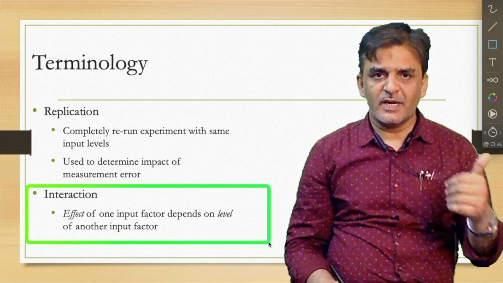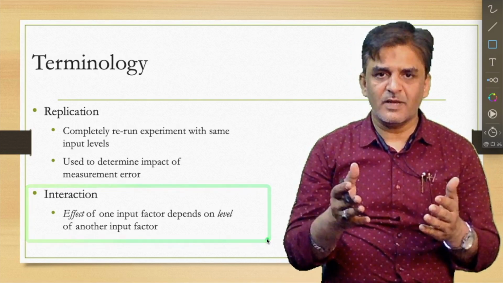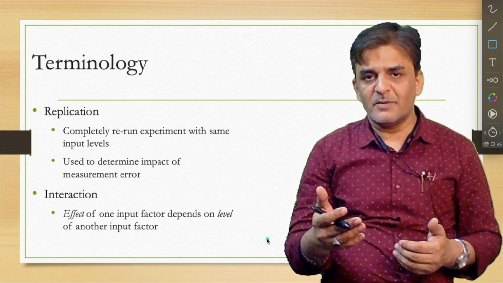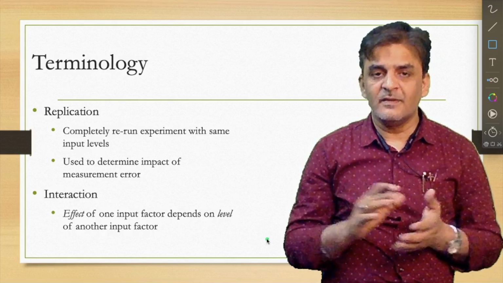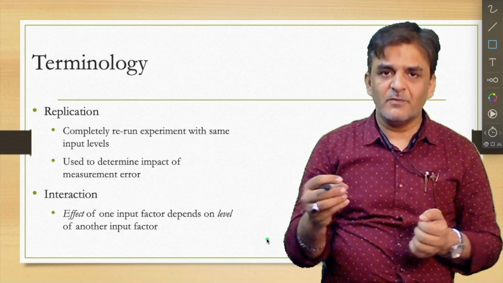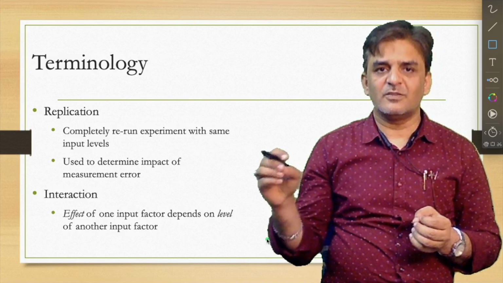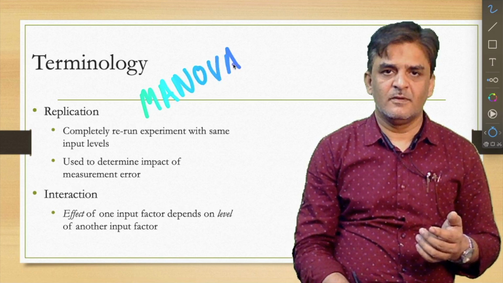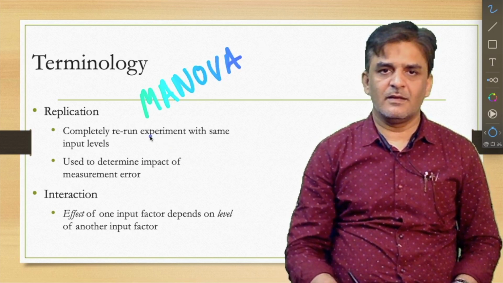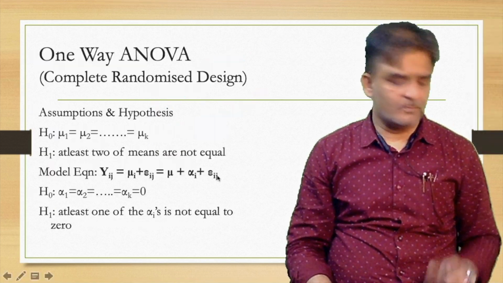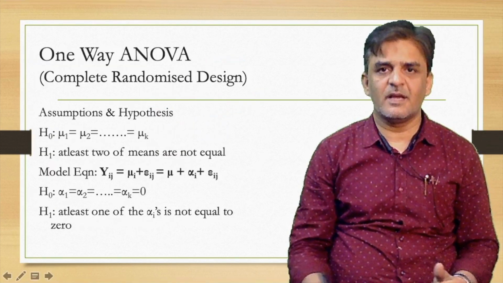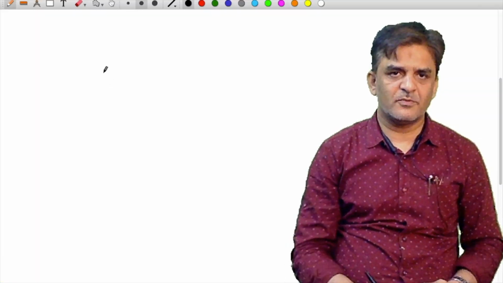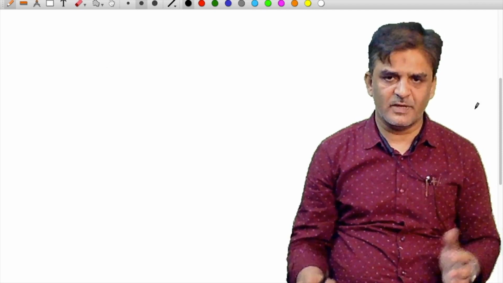If there is one independent variable, we call it one-way ANOVA. If there are two independent variables, we call it two-way ANOVA. If there are three independent variables, we call it three-way ANOVA. If there are more than one response variable, we call it multivariate analysis of variance, generally known as MANOVA. Multivariate analysis of variance. Before going to the hypothesis of ANOVA analysis, I want to bring you to the place where I explain what ANOVA analysis is.